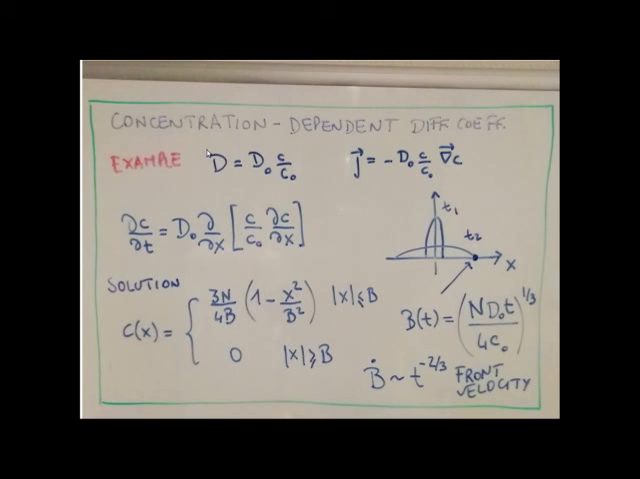Now it's very simple. We have this diffusion coefficient. We construct the current as usual. We take the gradient of the concentration times the diffusion coefficient, right?